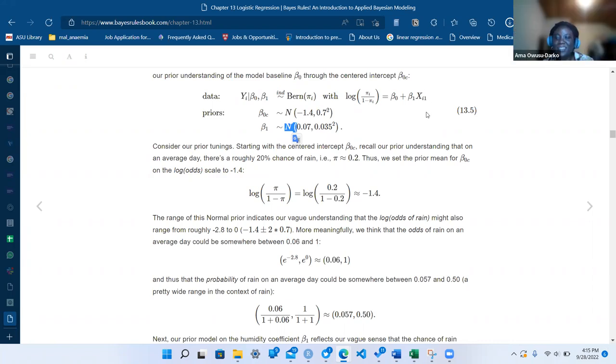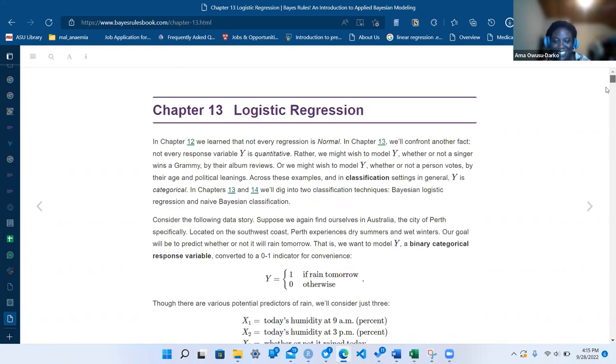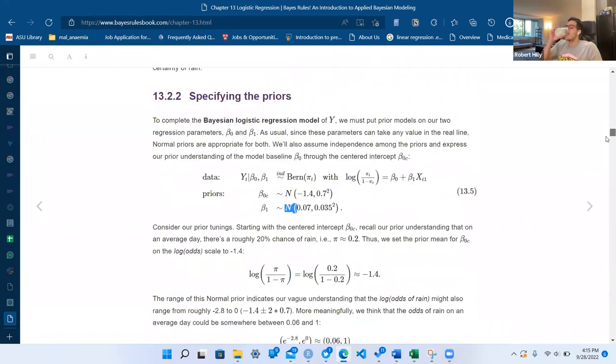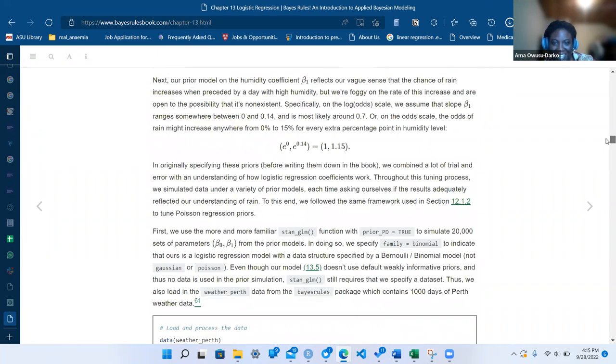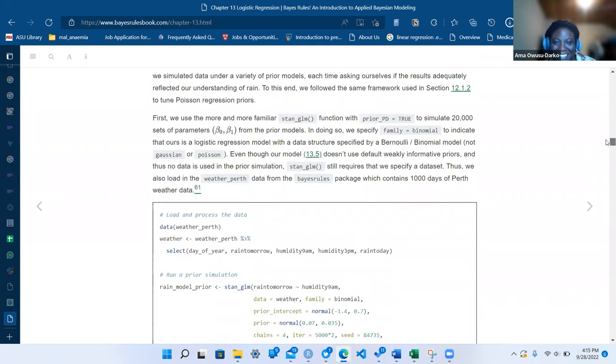Okay. So here X1 is humidity at 9, exact humidity at 9 a.m. So all this is specifying the priors. If you remember something here, you can stop me, but I am going through now, so forgive me. We resample 20,000, which is a lot of what we usually do, and then we do our Markov chains.